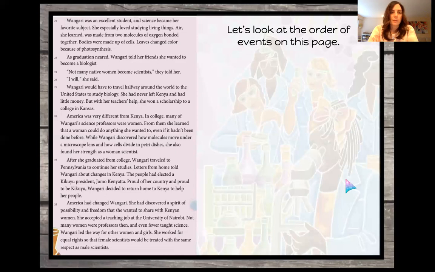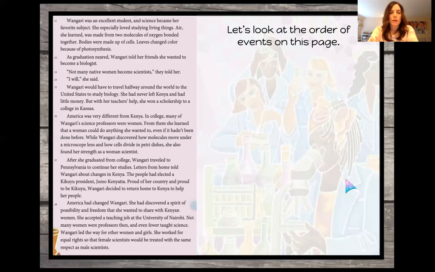But with her teacher's help, she won a scholarship to a college in Kansas. America was very different from Kenya. In college, many of Wangari's science professors were women. From them, she learned that a woman could do anything she wanted, even if it hadn't been done before. While Wangari discovered how molecules move under a microscope lens and how cells divide in petri dishes, she also found her strength as a woman scientist. As she graduated from college, Wangari traveled to Pennsylvania to continue her studies.